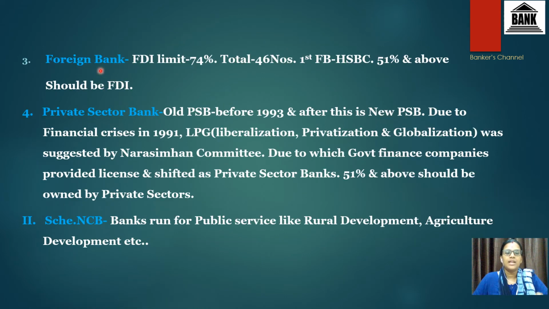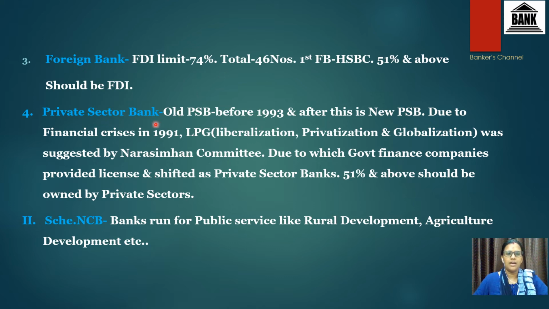Next we will have a look at foreign banks. The maximum FDI limit applicable for foreign banks is 74%, and totally we have 46 foreign banks in our country. The first foreign bank implemented in our country is HSBC, and the basic criterion for foreign banks is that 51% and above of the share should be held by FDI. The maximum FDI limit is 74%. I hope this is clear as of now.